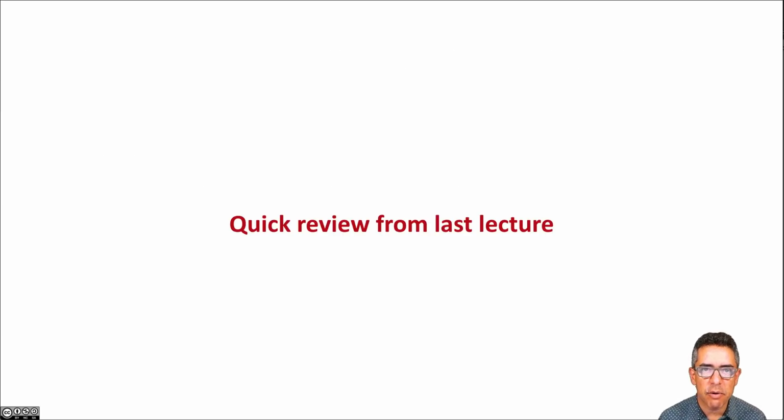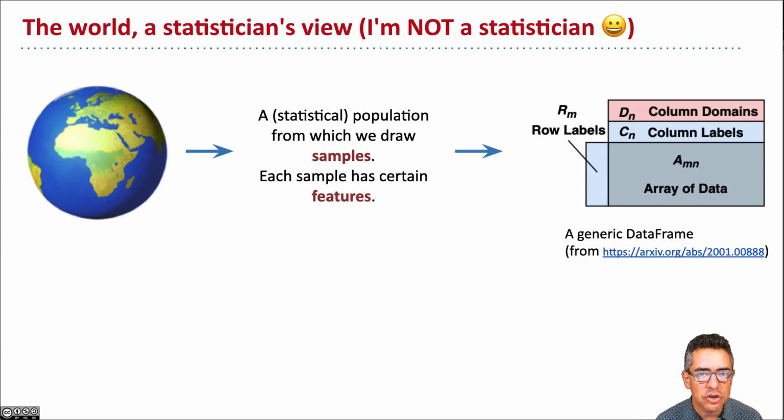A very quick review of what we learned in the last lecture. As we discussed, it's useful to think from a statistical perspective of what a data frame is. As we start thinking about modeling the world statistically, we think of a problem as something where there is a population that is described by a statistical model, and that conforms to a given distribution, and from which we can draw samples.